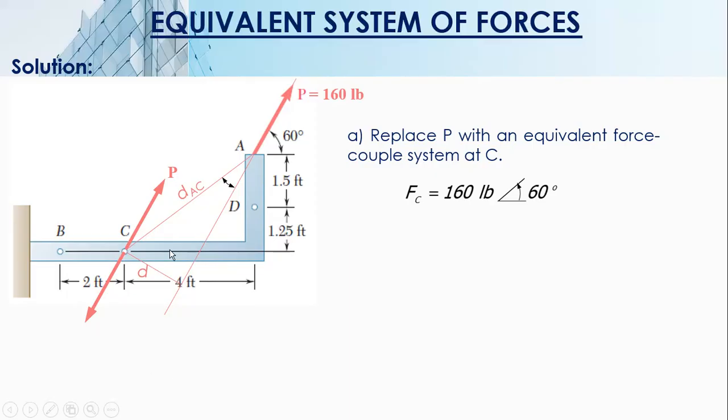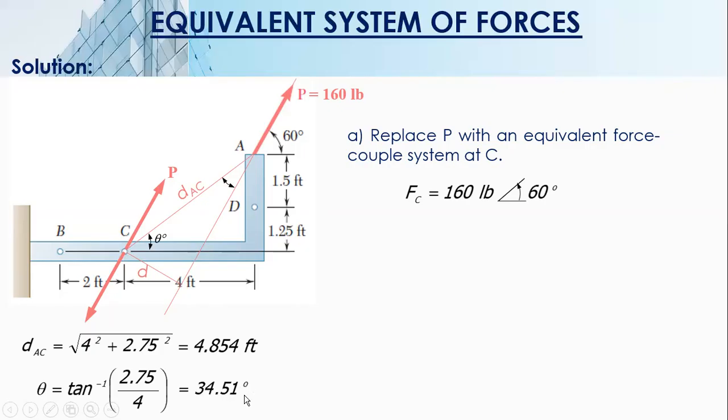Okay. You have to use your background knowledge in trigonometry. Now, to solve for d_AC, you can make use of this right triangle, 1, 2, and 3. The hypotenuse has legs 4 and 2.75. This is d_AC, and the value is 4.854. Next, for this right triangle, you can solve any interior angle. Let's denote this one as theta. You can solve for theta using arctangent. Given opposite side 2.75 and adjacent of 4, it is equal to 34.51 degrees.